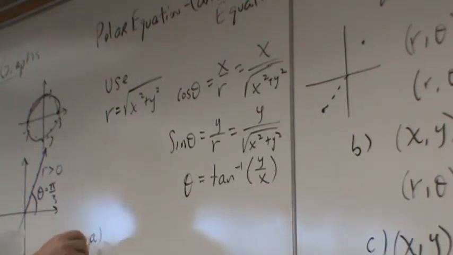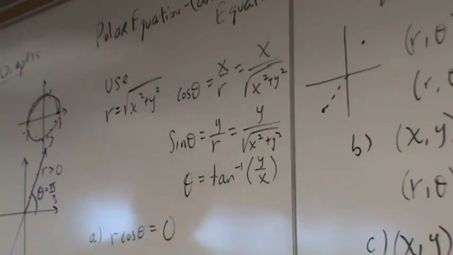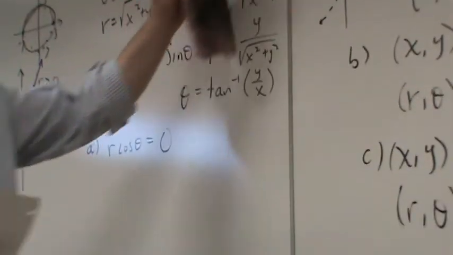So those are the conversions. So hey, let's do part A. r cosine theta equals 0. Why would I do that? Okay, well, whatever. That's fine. Okay, please put that in. What is that an equation of in Cartesian land? Is it like a straight up and down line? Yes, it is.